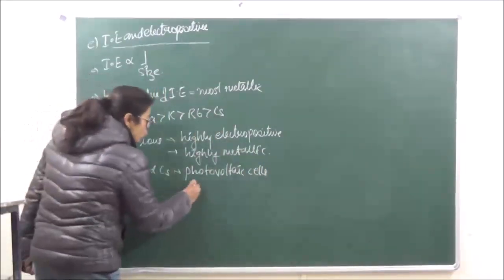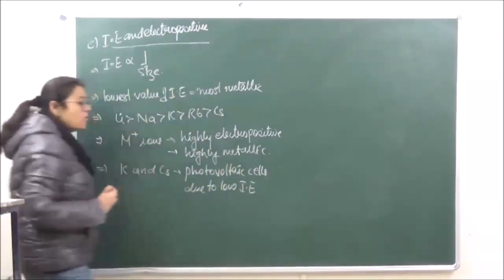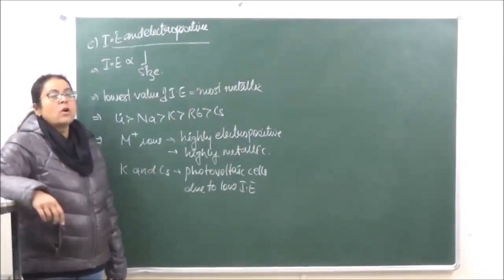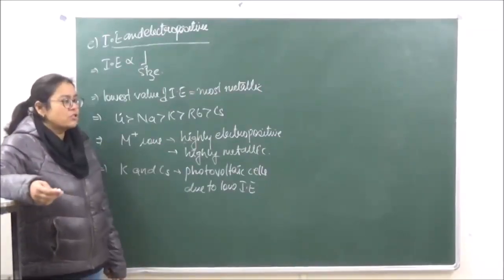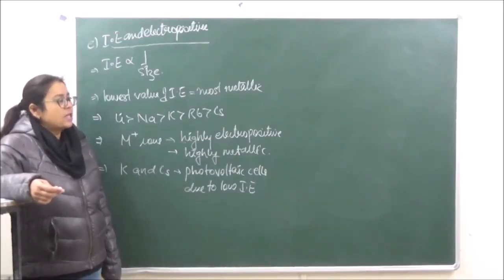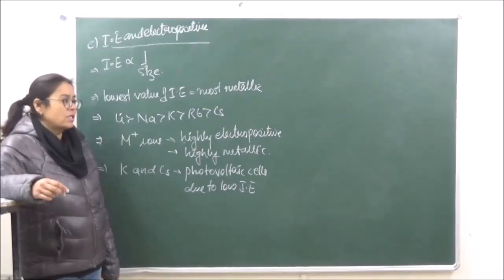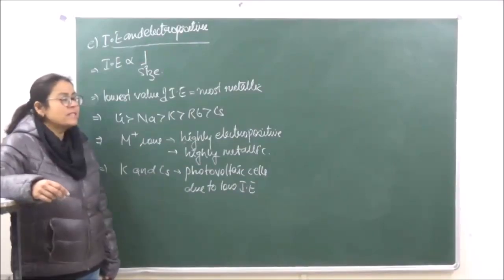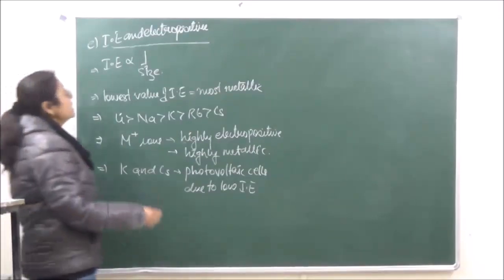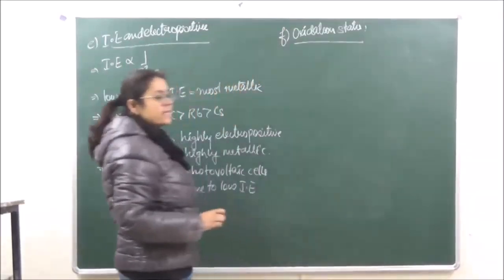Photovoltaic cells, due to low ionization energy. The principle of the photoelectric effect that is going to be used is that whenever radiation of suitable wavelength or frequency, which is known as the threshold frequency, falls on the surface of a metal, an electron is going to be ejected. When that electron is ejected, it is responsible for conduction of electricity. So that is why potassium and cesium are going to be used over there, because of their low values of ionization energy. Then the next property which we are going to discuss is oxidation states.